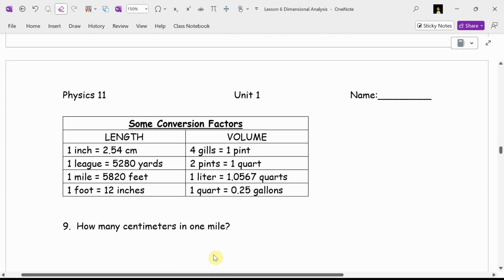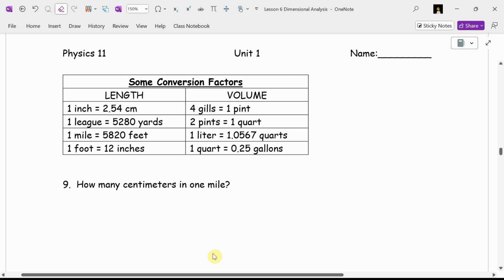So if we have a table of conversion factors, turn the page. Here's some stuff from the stupid US imperial system. You don't need to memorize these. I'll give them to you if I ask. Okay. Colton, can you read number 9 to me, please? Do you happen to know how many centimeters are in a mile?